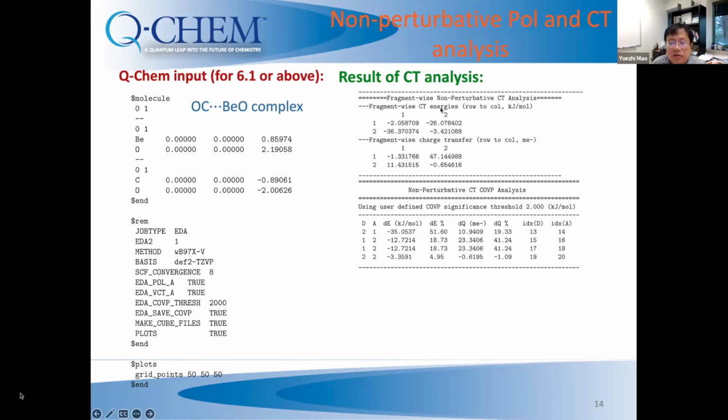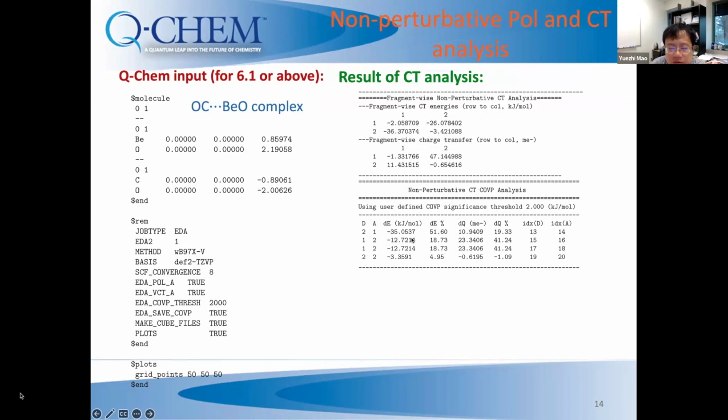So here, the way to read these matrices is you find the off-diagonal terms. The number at row 2 and column 1 corresponds to the 2 to 1 charge transfer, and correspondingly this one corresponds to the charge transfer from fragment 1 to fragment 2. And these correspond to the transferred charge.